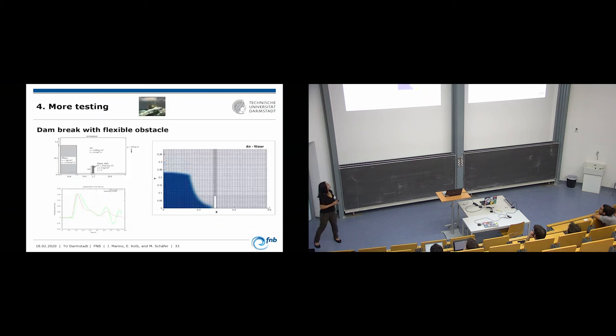Another interesting example for us is the fluid structure interaction involving free surface flows, because it's important to improve the design of marine structures. Here we have the dam break with flexible obstacle test case. Basically, we have a multiphase flow, air and water, and the impact of the water produces a deformation of the structure. This is a preliminary result.